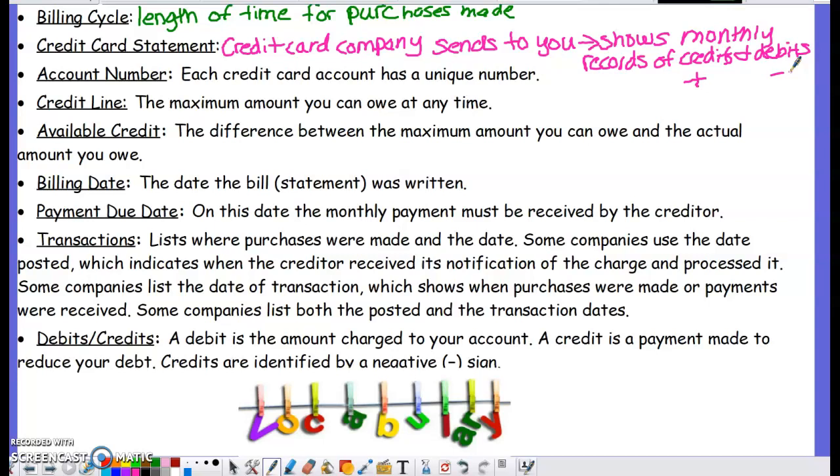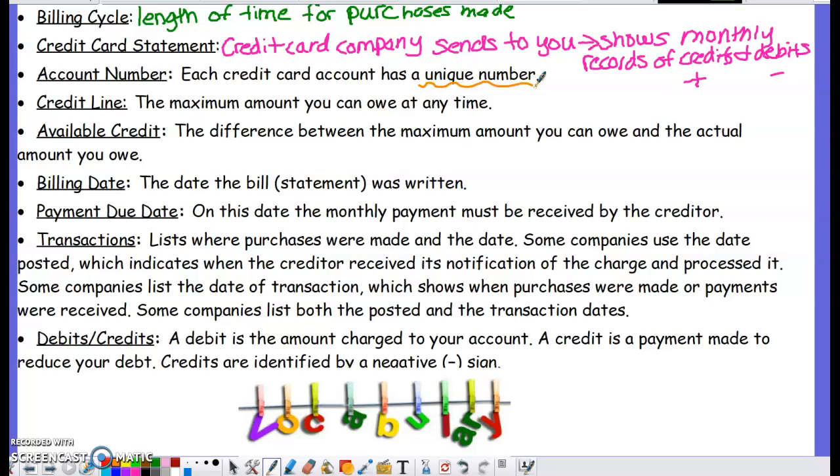On each credit card statement, you're also going to see an account number. Each credit card account has a unique number that is unique to you, so it's not going to be the same as anybody else's. There's going to be a credit line. This is the maximum amount you can owe at any time. So when you are starting out with a credit card, your credit line is probably pretty low because you probably have a pretty low FICO score.